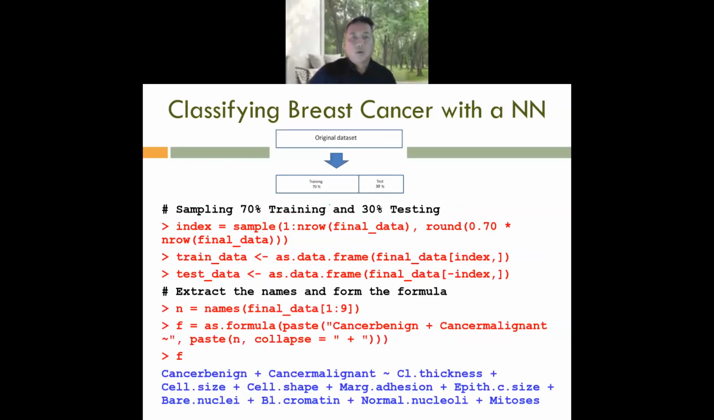Okay, and then we also do the training. So this is your original data set. We will divide it into 70% and 30%. This is how you use the sampling: 70% of them, and the index here will be used as the ID number. So the 70% will be stored in the training, and the 30% will be stored in the testing here.